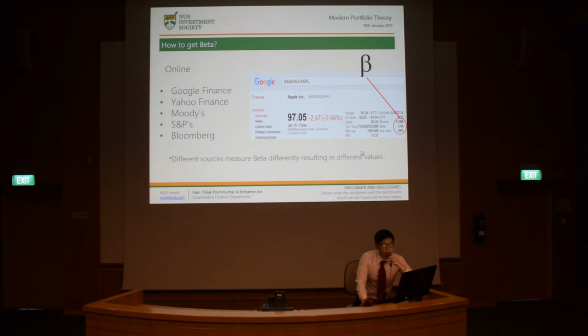Because if you measure your beta wrongly, and then you try to find whether it is underpriced or overpriced, sometimes you can get a different result.